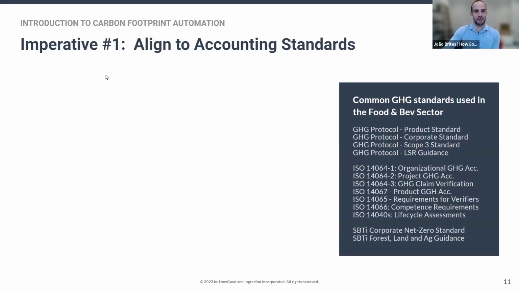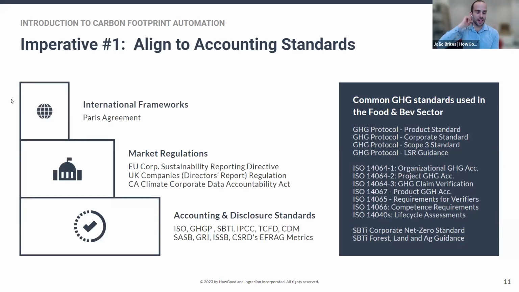So imperative number one, regarding accounting standards, one of the things that we think is really important to understand is the diversity of the GHG accounting landscape that exists out there. On one hand, we have the international frameworks, which define the big why. So we're trying to keep global warming to 1.5 degrees versus pre-industrial levels.